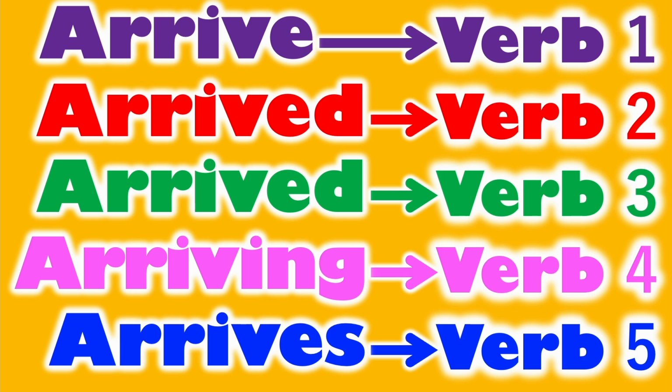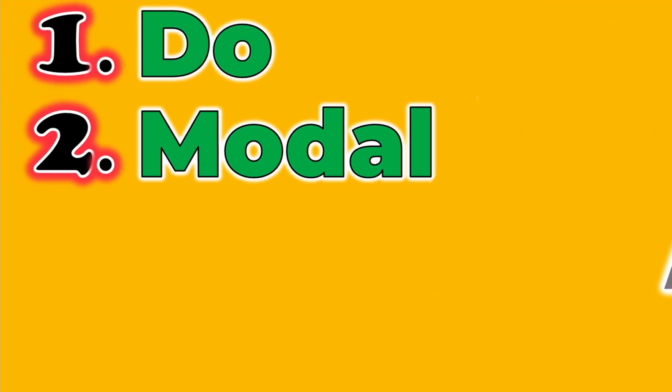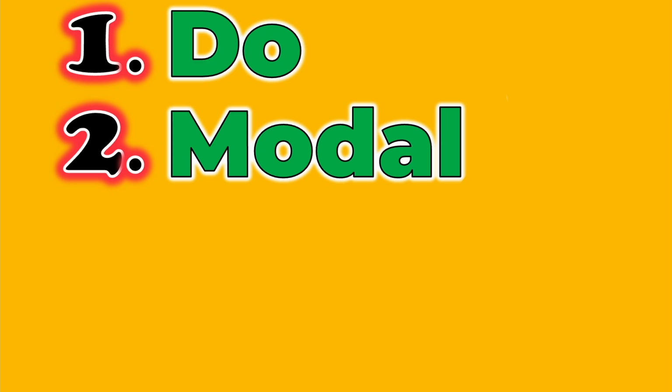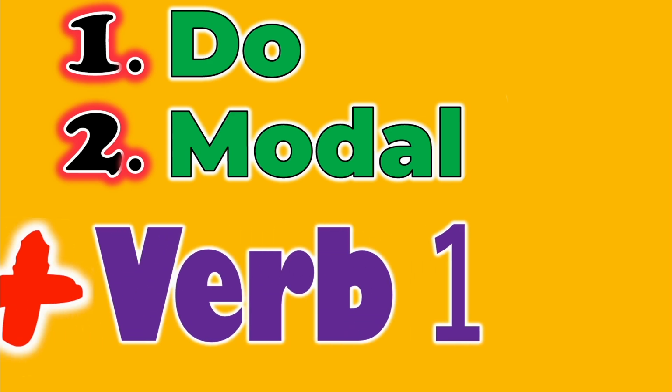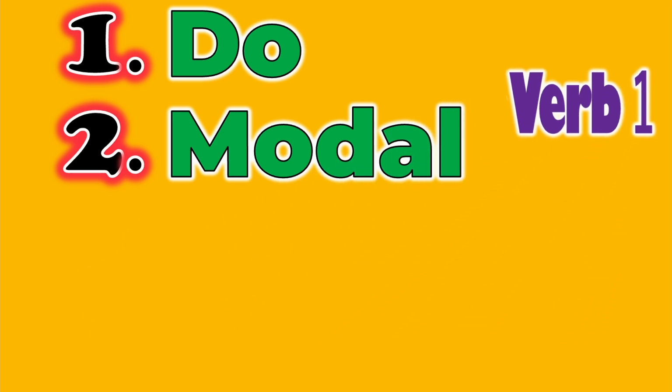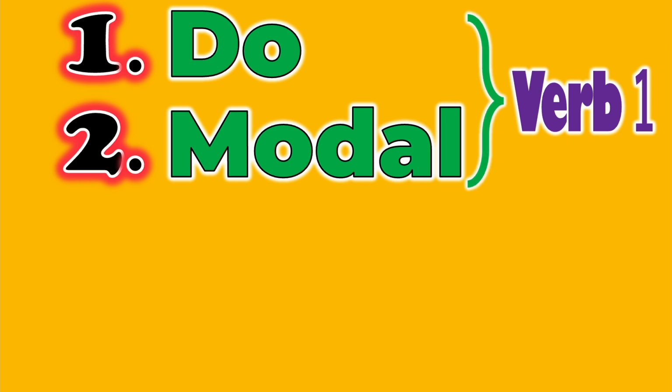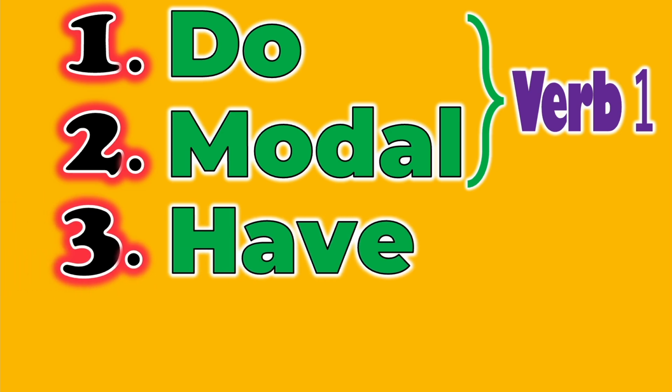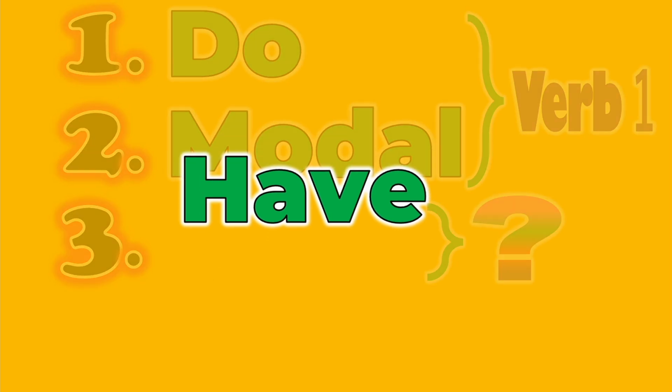Okay, let's get into something new today. We've already done the do's and the modals. Do you remember we talked about the do family and we talked about the modal family, and we said that both of them use verb 1. Verb 1 is the partner for do and the partner for modals. So we're finished with those 2 helping verbs, but our third helping verb is have. And our question today in tip number 5, what's the partner for have? Does it also use verb 1?